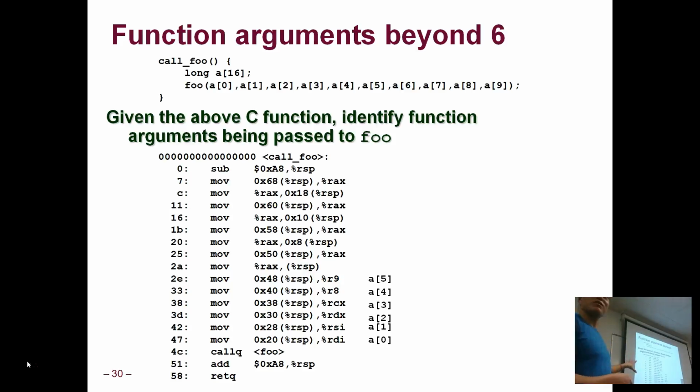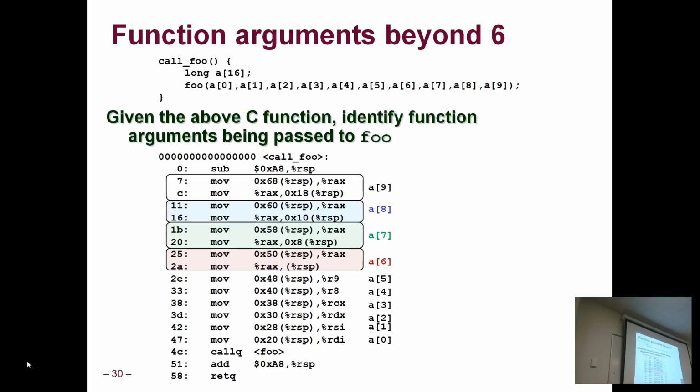So do you guys see that? The 0x50. So 25 would be A6. Yep. 1B would be 7. And then so on every 2 lines. Yeah. So that's what all of this is doing.